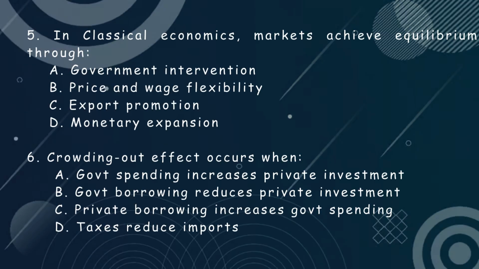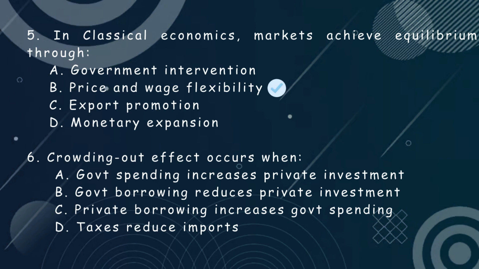Question number 5. In classical economics, markets achieve equilibrium through: A. Government intervention. B. Price and wage flexibility. C. Export promotion. D. Monetary expansion. Answer: B. Price and wage flexibility.